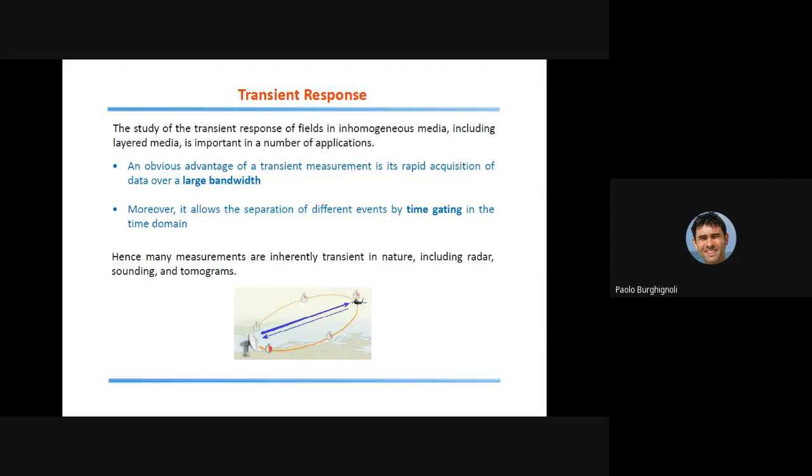So if you window your observation interval by a procedure known as time gating, then you are able to observe different wave phenomena which are related maybe to different aspects of the object you wish to study, for example, to interfaces or discontinuities and so on. So for this reason, there are many applications, in particular many measurements that are intrinsically transient in nature, for example, radar, more generally sounding, wave sounding of inhomogeneous media, and also electromagnetic or wave diagnostics like tomograms, used in medicine.